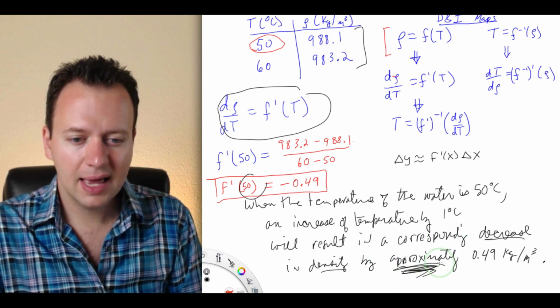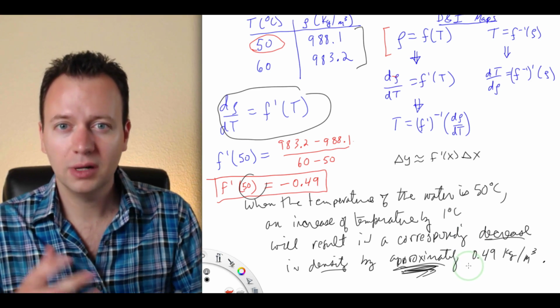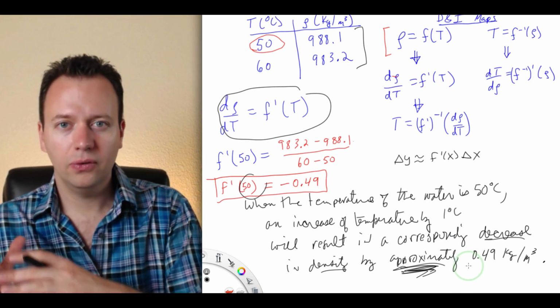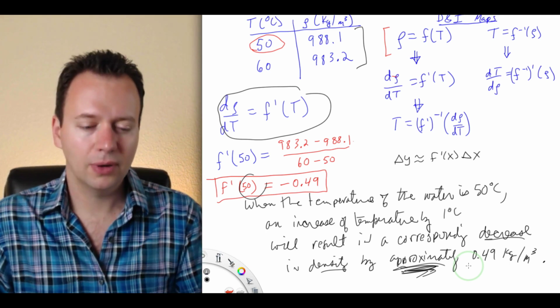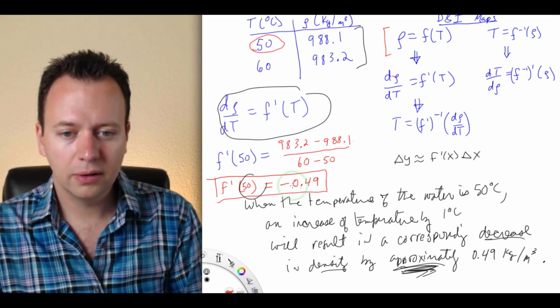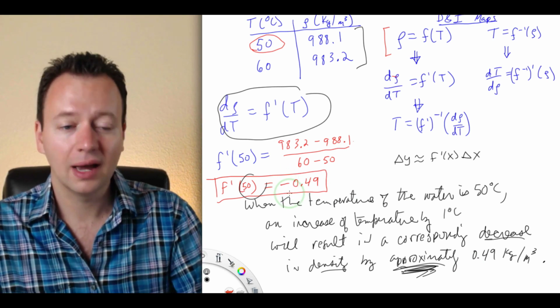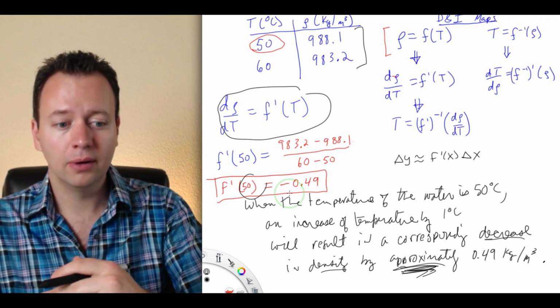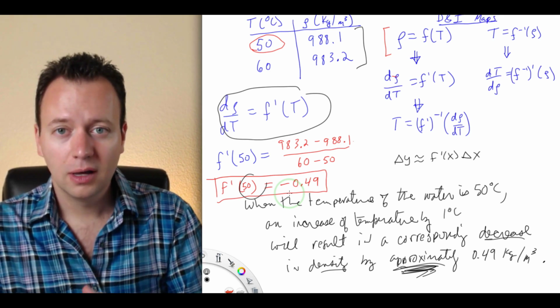And then instead of saying it will result in an increase of negative 0.49, nobody talks like that, right? You don't hear, hey, we have a negative increase today. They say it decreases, right? So I want to convert this minus sign into something that people will understand more practically. Okay, the density is going down by approximately 0.49 kilograms per cubic meter.